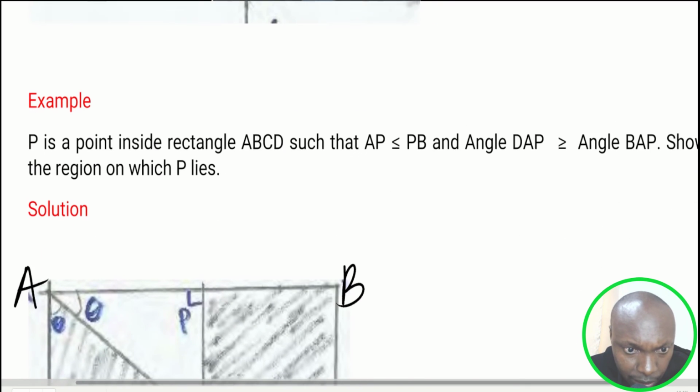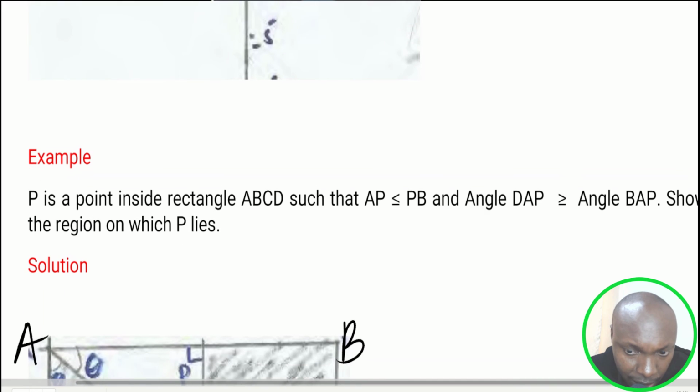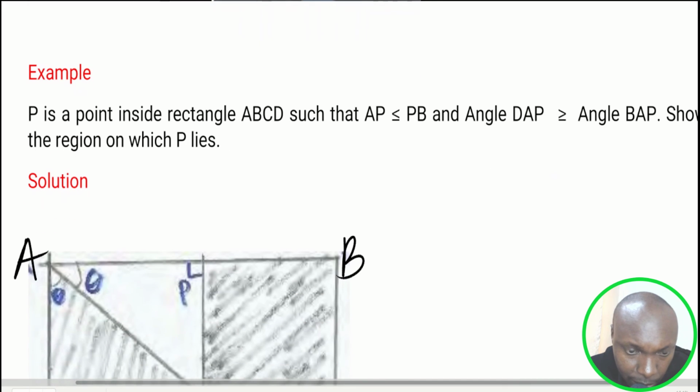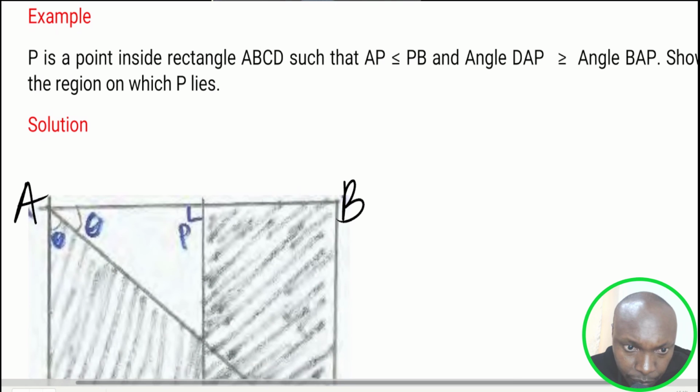Now there's another one here. This one is just other types of loci that you can get, the same on inequalities. I have another example. P is a point inside the rectangle ABCD such that AP is less than or equal to PB, and angle DAP is greater than or equal to angle BAP. Show the region on which P lies.